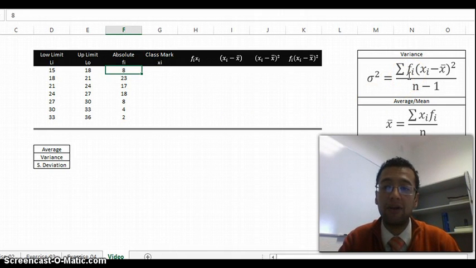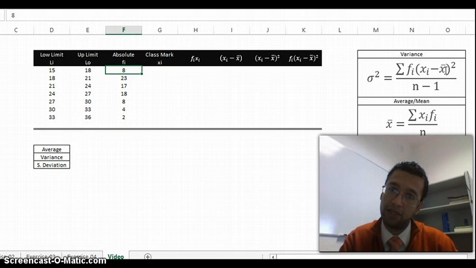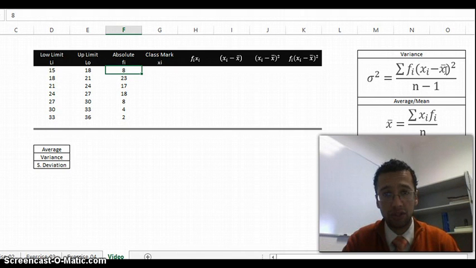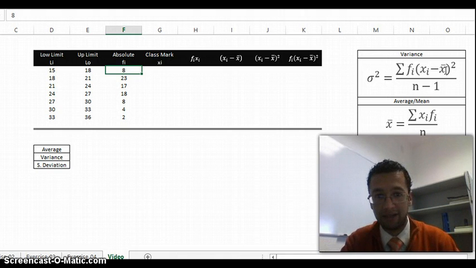For the variance, the formula says that you have to subtract the class mark minus the average or mean, make it to the square, then multiply it by the absolute frequency, make a general addition, and then divide it by the total observations minus 1. And I know it looks and sounds complicated, so let's make it one step at a time.